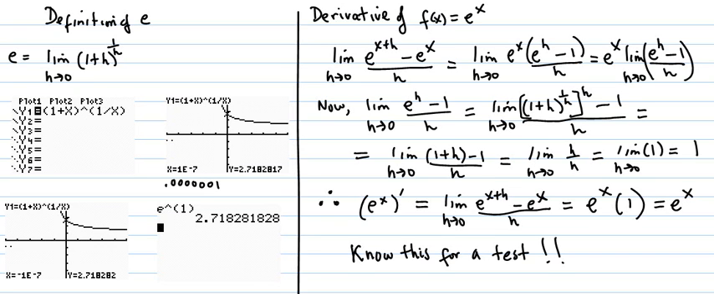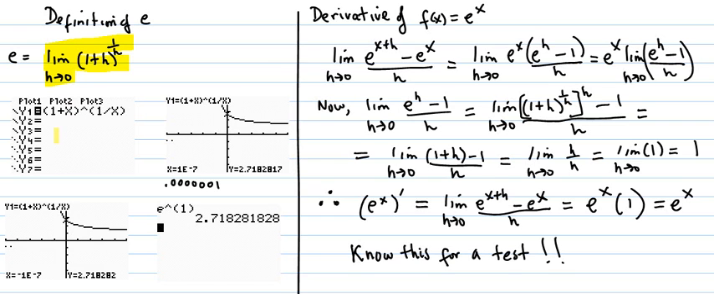I'm going to talk about the definition of a very special number, e. It is defined as the limit as h goes to 0 of the quantity 1 plus h to the power of 1 over h. And it happens to be a very useful definition, as we'll see in a minute. But let's just figure out what this number is.